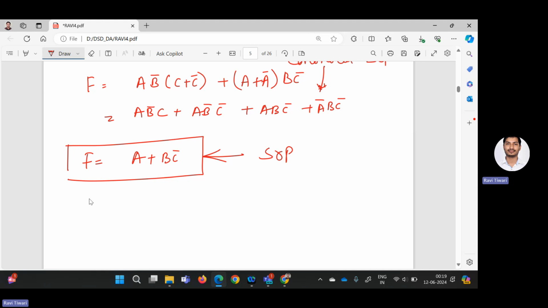How can we do that? By using the distributive property, we can write F as A plus B, A plus C bar. So this is called the POS.